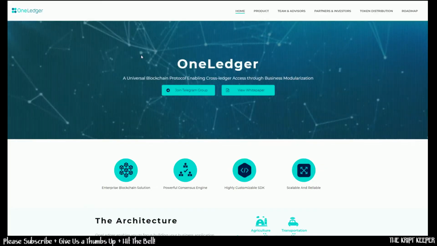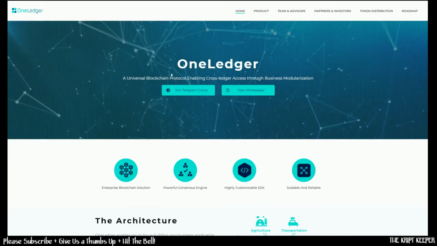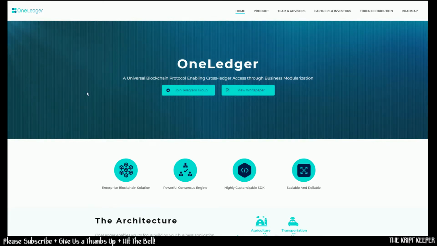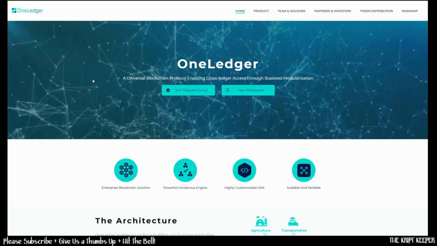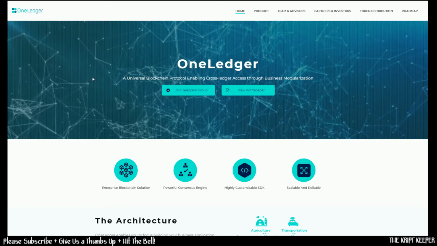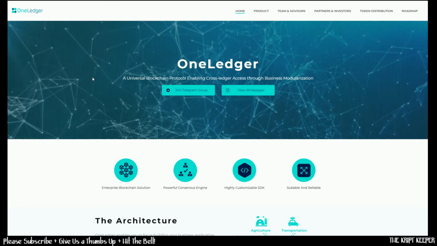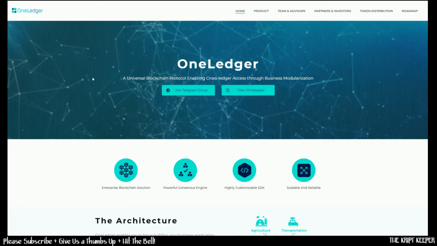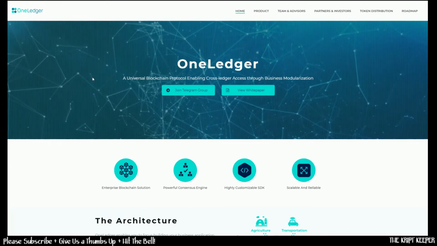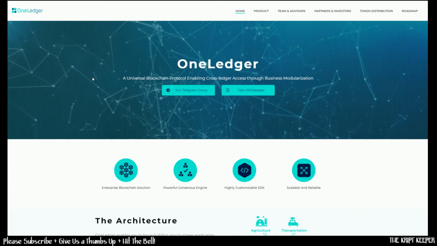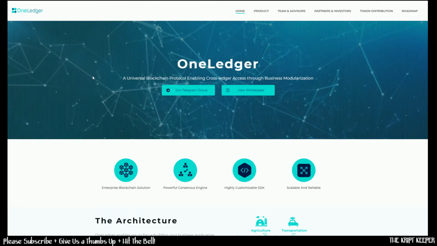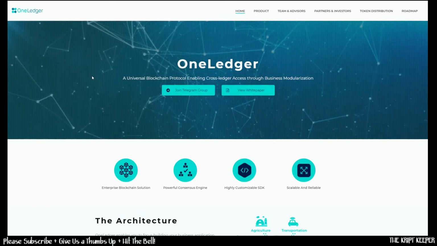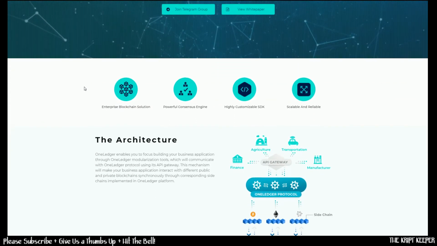We are looking at OneLedger. So what is OneLedger? It is a universal blockchain protocol enabling cross-ledger access through business modularization. So basically it is a blockchain that will allow businesses to use other blockchains via sidechains through the OneLedger protocol. Something like this will be quite important, being able to connect blockchain 1.0 to 2.0 and 3.0s, which is going to be very crucial for lots of businesses that are wanting to join the blockchain and become part of the future revolution. So let's have a read here.